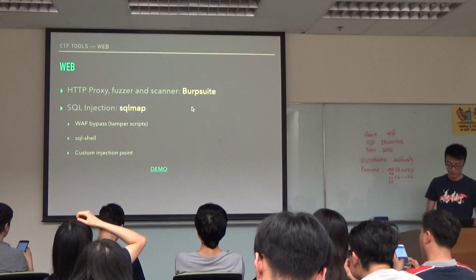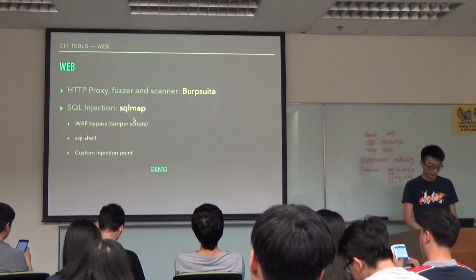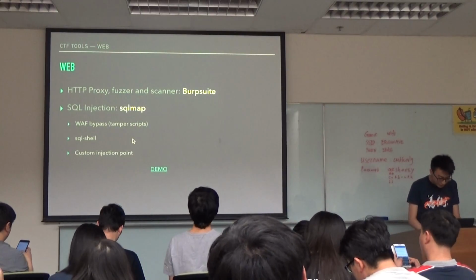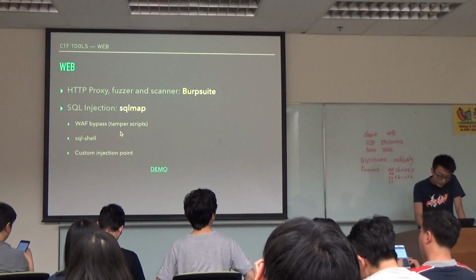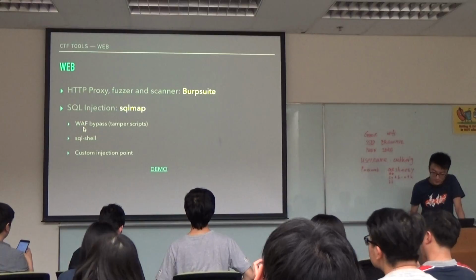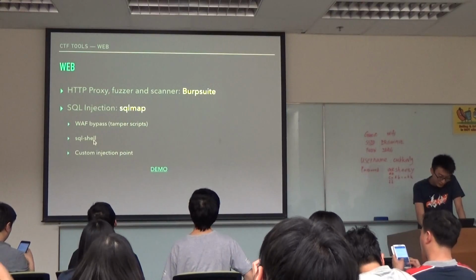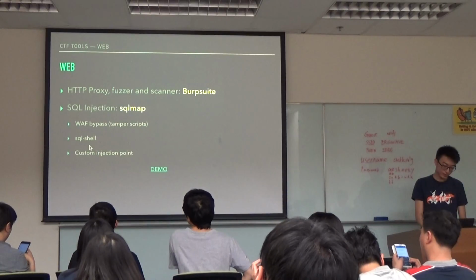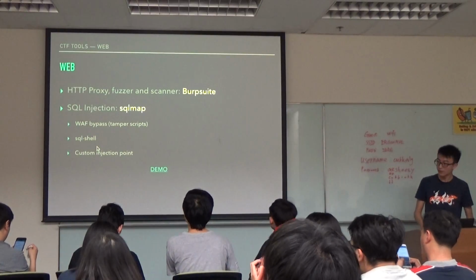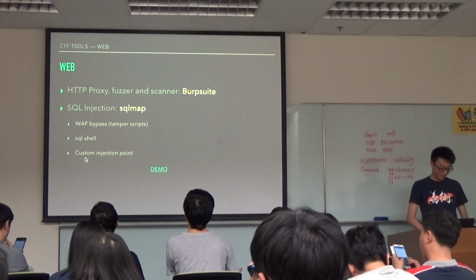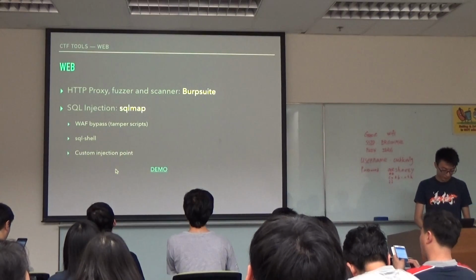Burp Suite is a proxy, and it also includes functions like a fuzzer and scanner, and SQLMap is just for SQL injection. What's worth mentioning is that SQLMap has some advanced usage, like WAF bypass, meaning firewall bypass, and also an SQL shell, which gives you a shell and lets you input the SQL command you want to execute. And also, you can indicate the injection point by using a special symbol.